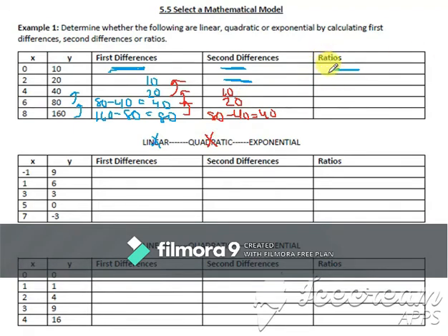Now, let's go up the ratio column. So ratios, remember, we go back to the y values, and we go 160 divided by 80. I get 2. 80 divided by 40. I get 2. 40 divided by 20. 20 divided by 10. Okay, so this one is exponential.